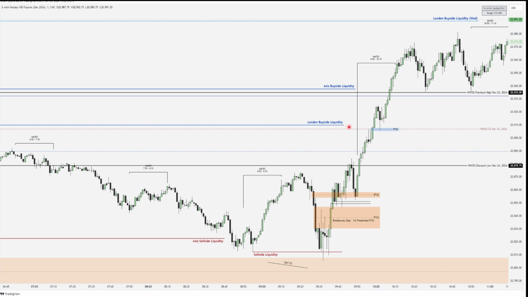You also had that old high overlapping here, so several factors converging and supporting the idea of price being supported at this fair value gap and not trading down into a lower level. But the main one, of course, being that new week opening gap CE level.